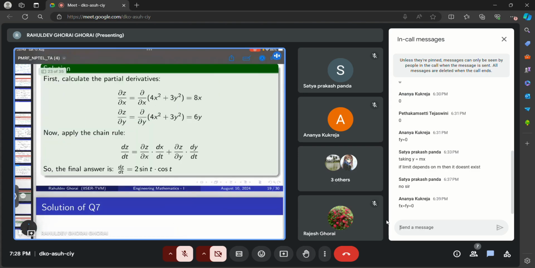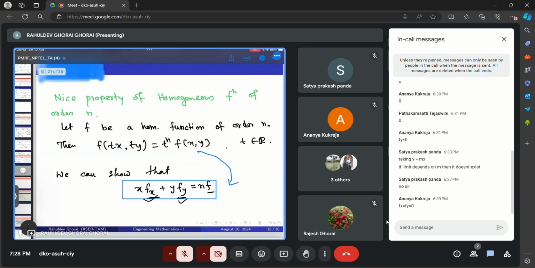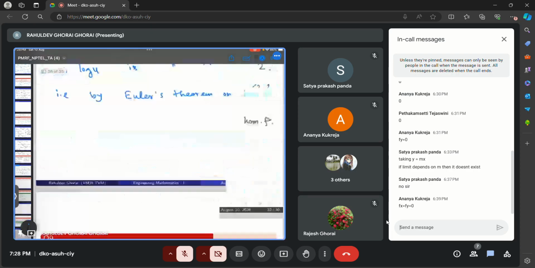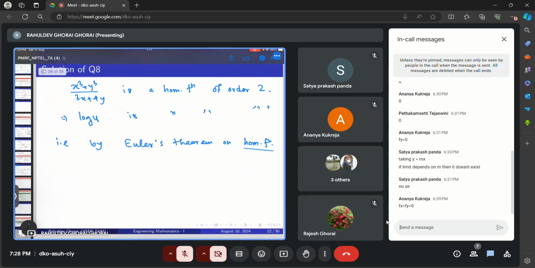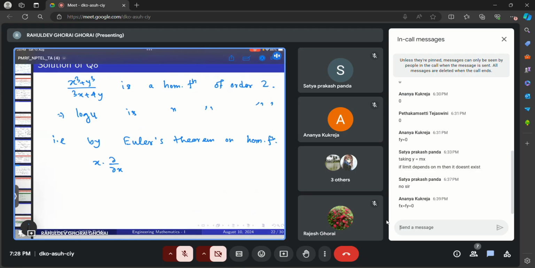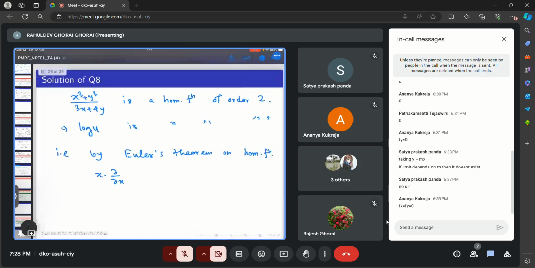So Euler's theorem on homogeneous functions, I did already this one. This will imply, by that, x times del x of... you were using Euler's theorem on the function log u. So what will this be? x times del x of log u plus y times del y of log u will be equal to 2 times the function log u.